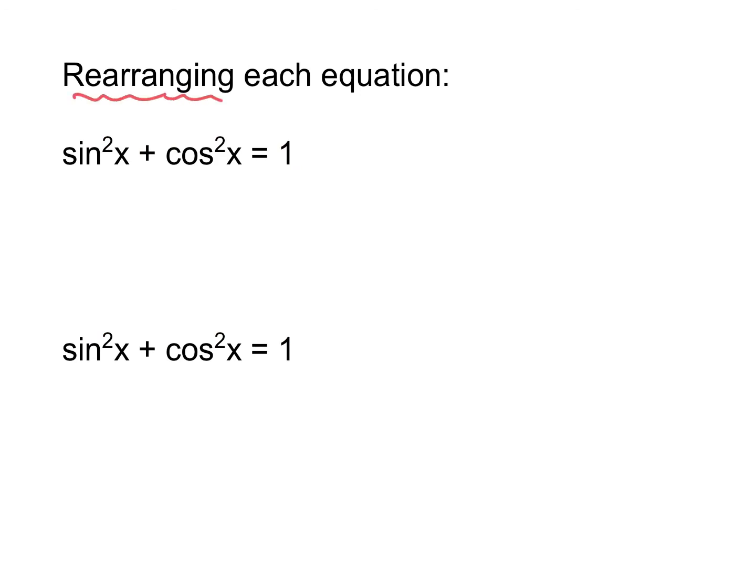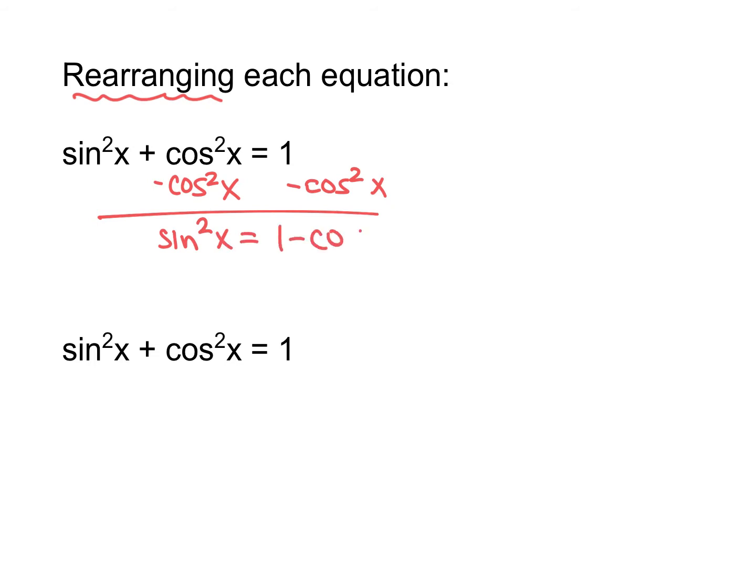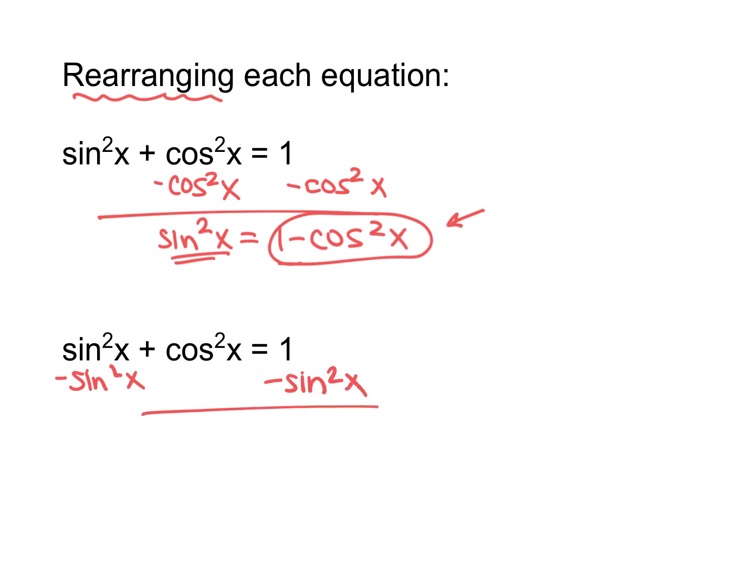I can rearrange these equations by simply adding or subtracting. So I could subtract the cosine squared from both sides, and then I will have solved for sine squared, like this. So I can take my sine squared and replace it with this, or if I have this, I can replace it with the sine squared. Likewise, I could subtract the sine squared from both sides. And if I did that, I would then have cosine squared is equal to 1 minus sine squared. It's another way I can rearrange this.